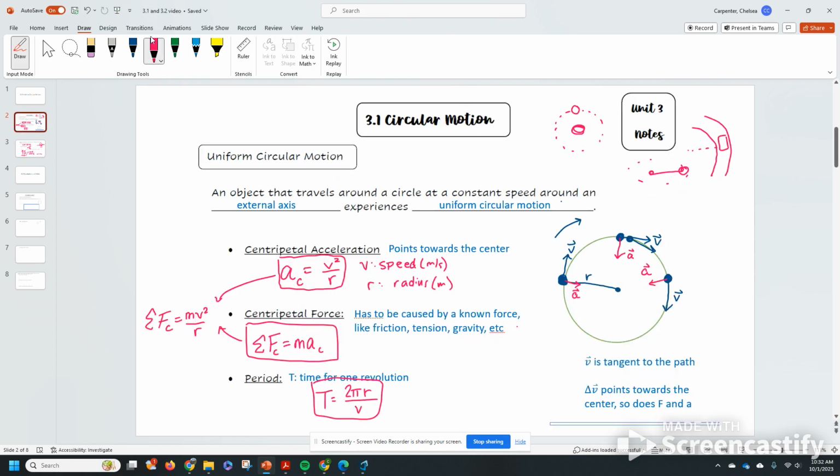One thing I forgot to mention real quick, centripetal force is going to be positive if it's towards the center, negative if it's away from the center.